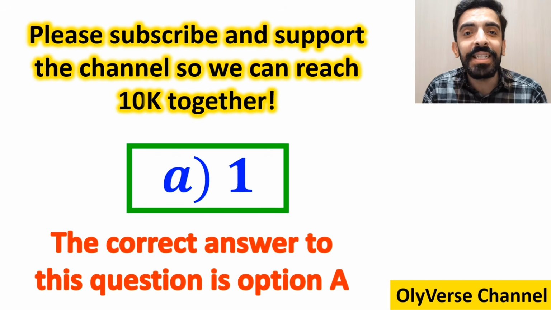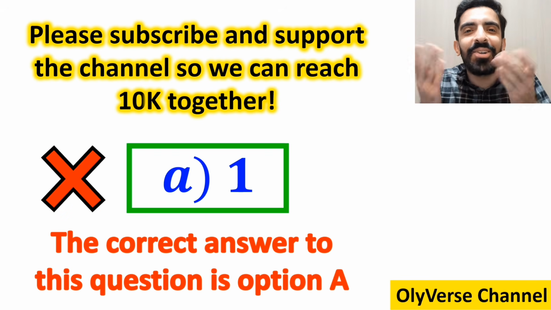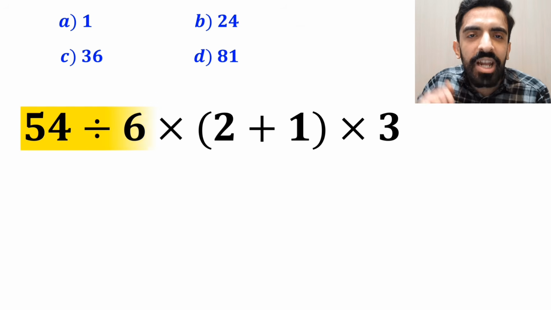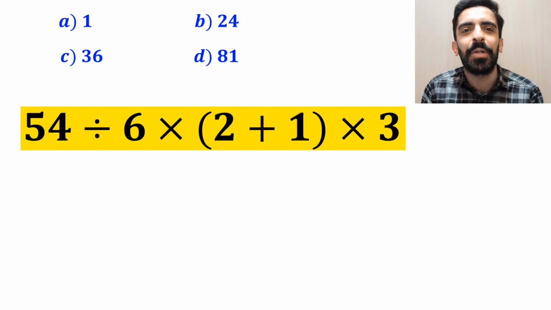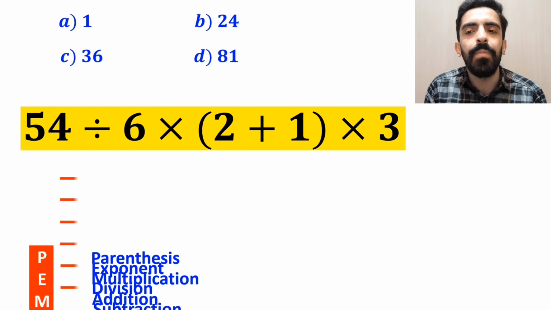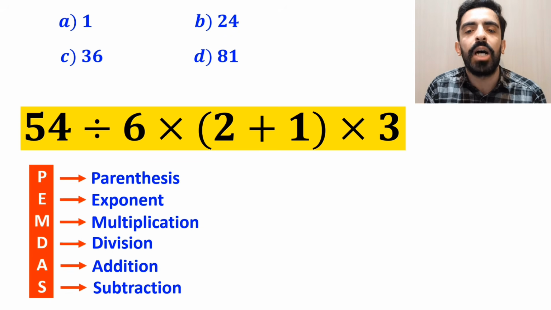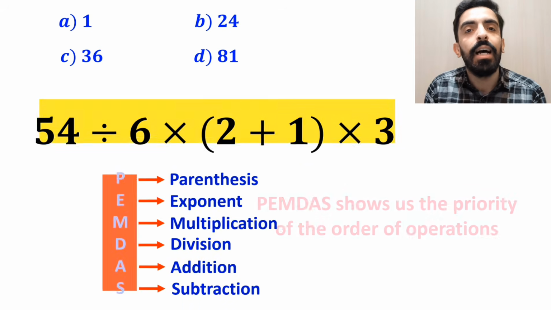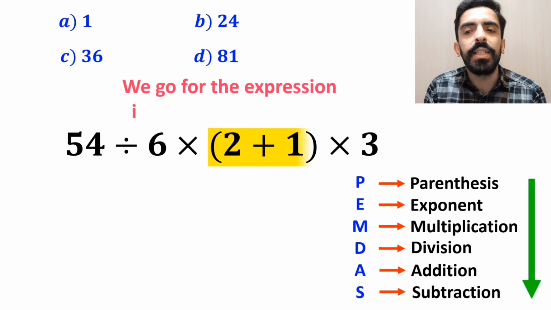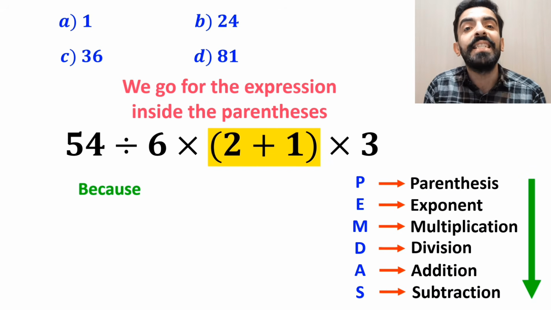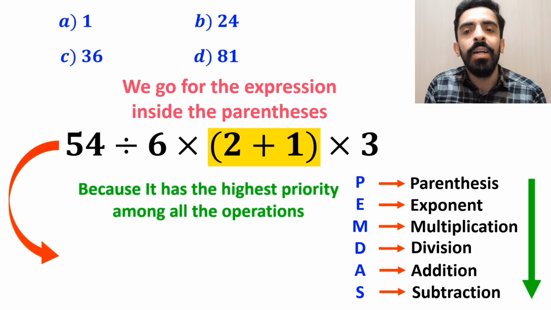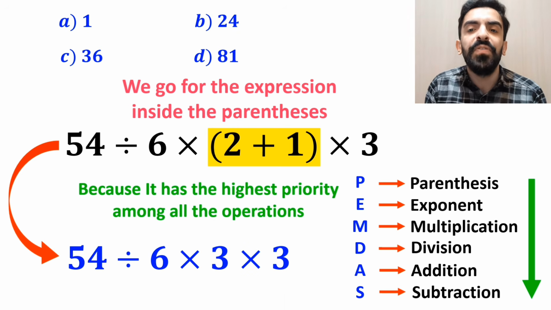But I have to say, we were tricked and it's not the correct answer to this question. Alright, now let's go step by step together to show you how to solve this expression properly. To solve this problem, we must follow a rule that is called PEMDAS. PEMDAS shows us the priority of the order of operations. Okay, in the first step, we go for the expression inside the parentheses because it has the highest priority among all the operations. So, instead of this expression, we can write 54 divided by 6 times 3 and again multiplied by 3.